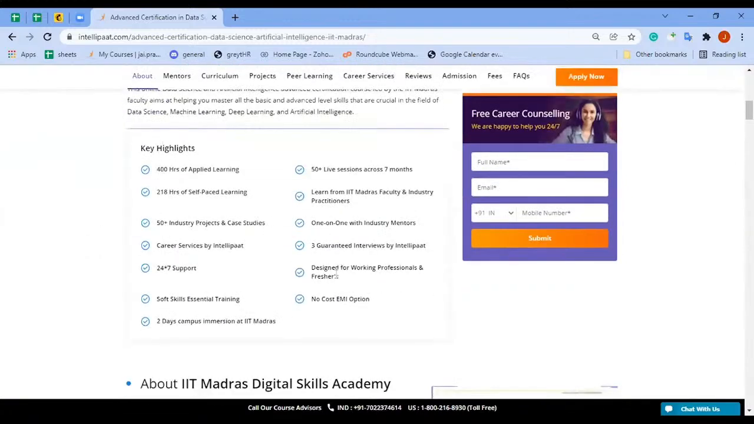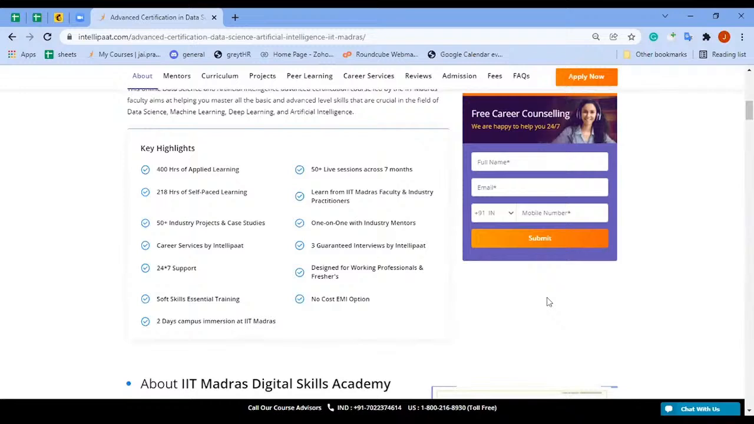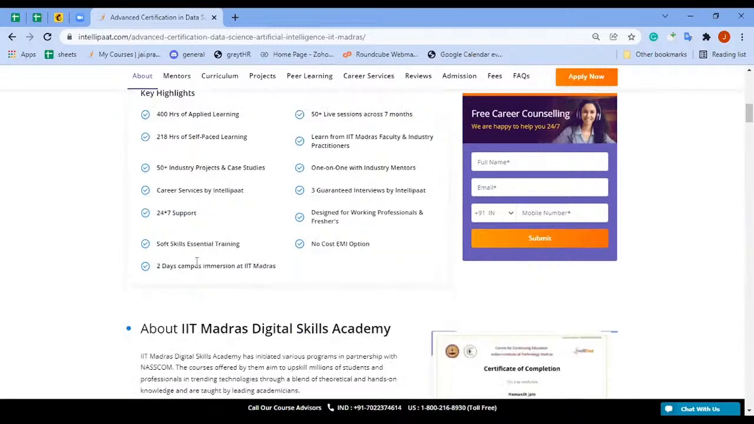I've explained the key features also. Of course, it is designed for working professionals and freshers both. We are also providing you with soft skills essential training. We have a no cost EMI option with respect to the course fee structure, if you want to convert it into EMI. And plus, there is a 2 days campus immersion, which happens at IIT Madras.